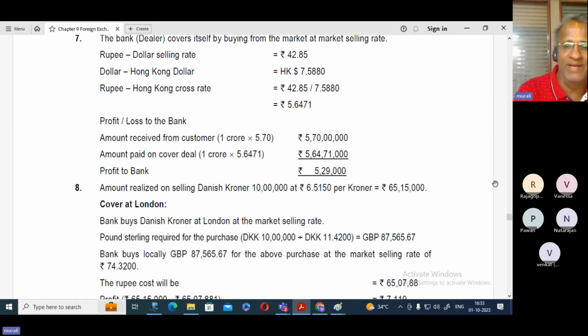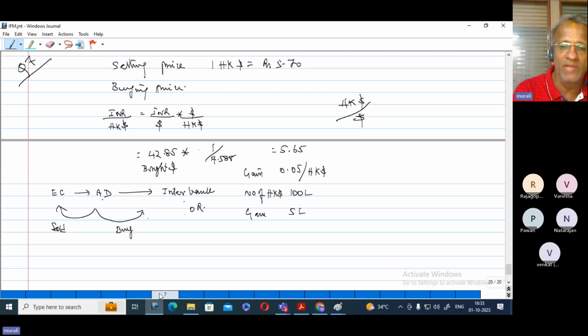He had done it to the last decimal. Now I rounded it off. So 5.6471. Has he said that we should give only 2 decimals? No. When you express in Indian rupees, the expression will always be 2 decimals.